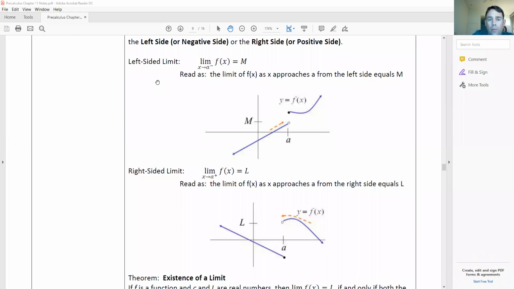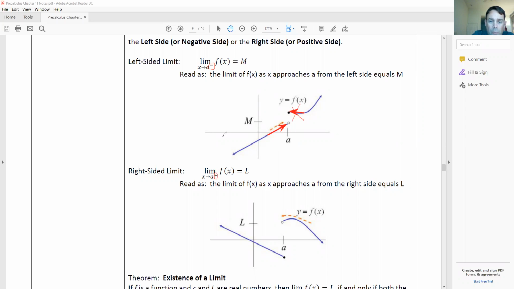So let's see if we can talk a little bit more about this. This says the limit as x approaches a from the negative side, or from the left side, of f of x equals m. In other words, notice where a is on our graph here. It can approach a from the left side and it can approach a from the right side. But if I tell you specifically that I want it from the negative side or the left side, then this right here, I don't care about that. I only care about the value on the left-hand side.